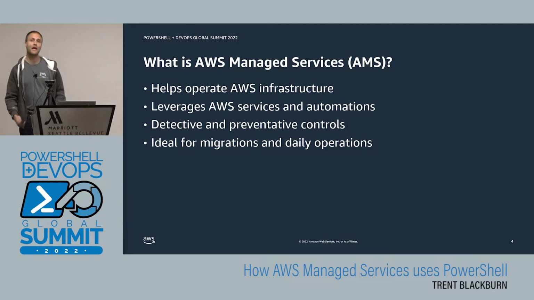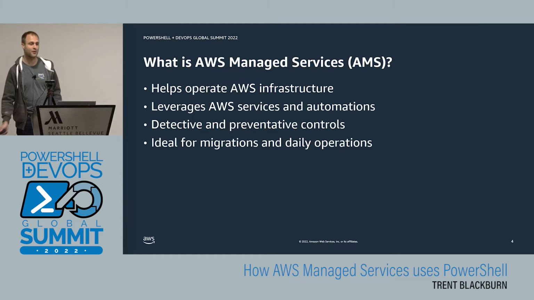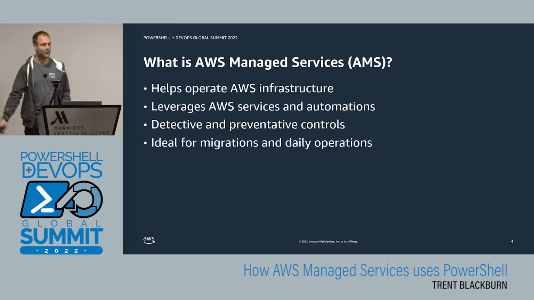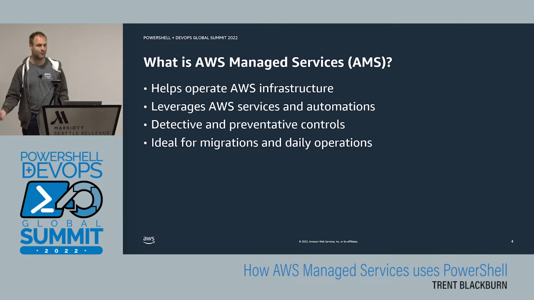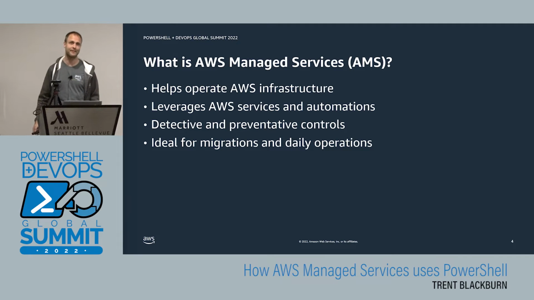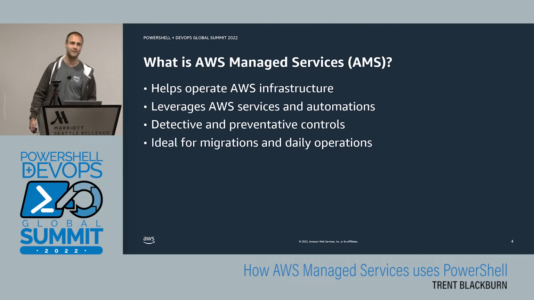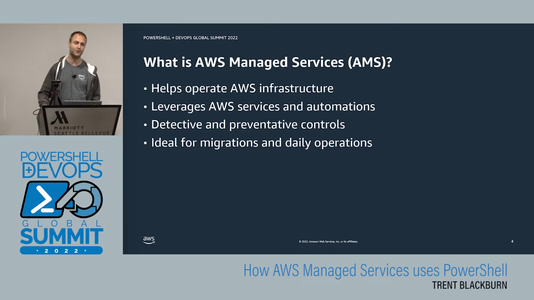For those that don't, AMS helps AWS customers operate AWS infrastructure. So it's a collaborative effort, it's a team effort, and so we allow AWS customers to work with us in order to make everybody's lives better. As cheesy as that might sound, that's the mission statement really. We leverage AWS services as well as our own in-house automations to orchestrate everything.